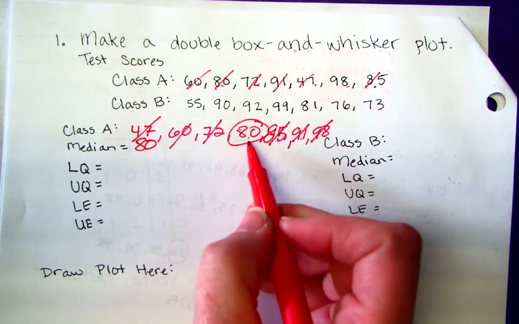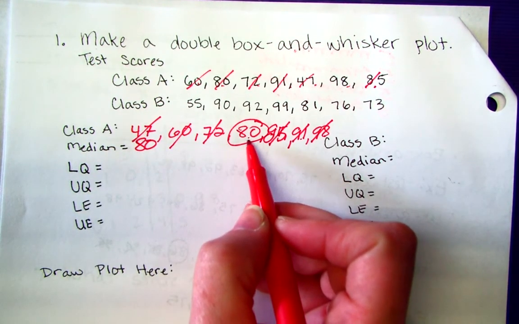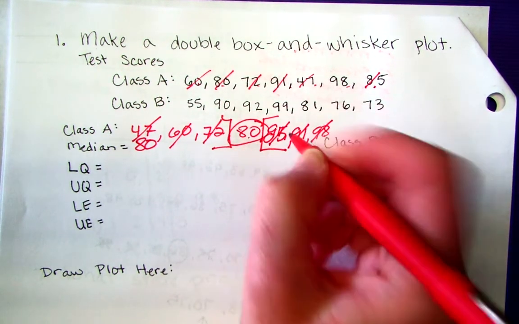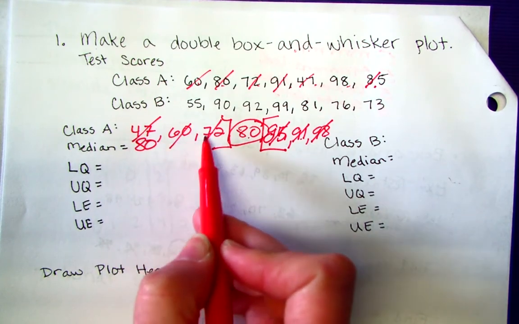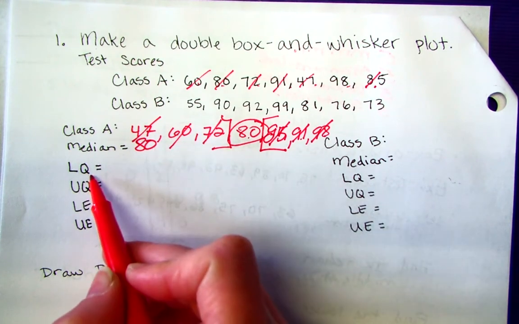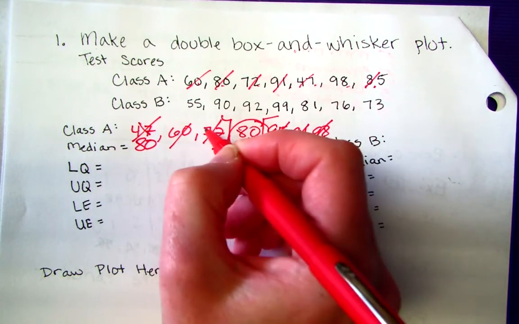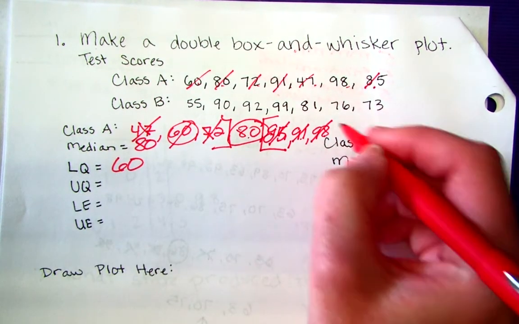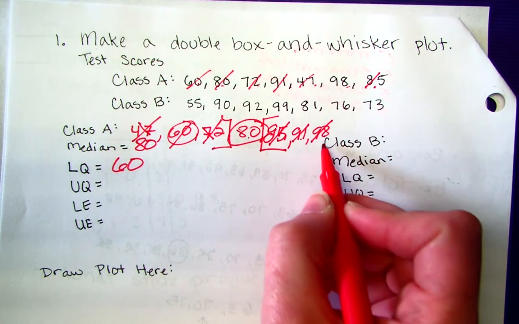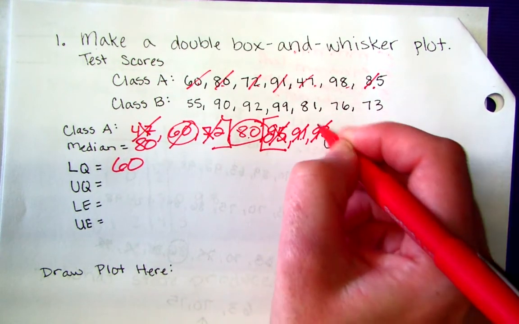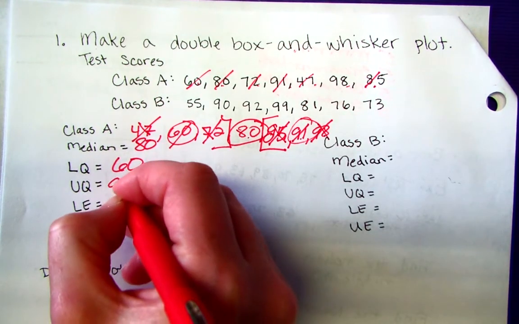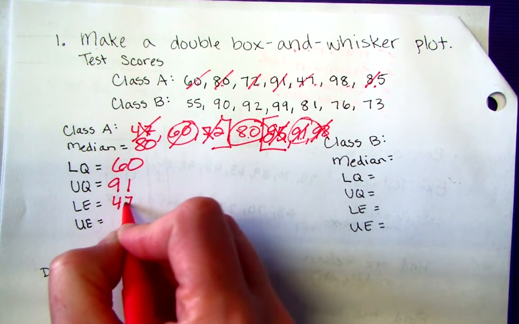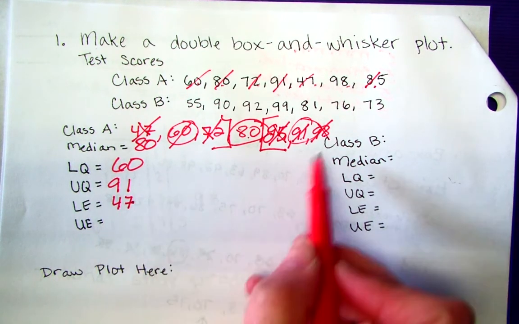And whenever I find my median, if it's in my data set, I don't include it in the lower and the upper quartile. So I like to box it off, so I know that this is my lower quartile, or my lower half. So I need to find my lower quartile. So 1 from the left, 1 from the right. Oh, it's 60. My upper quartile, I have these 3 numbers here in my upper half, so it's going to be 1 from the left, 1 from the right, 91. My lower extreme is the least amount, it's 47, and my upper extreme is 98.